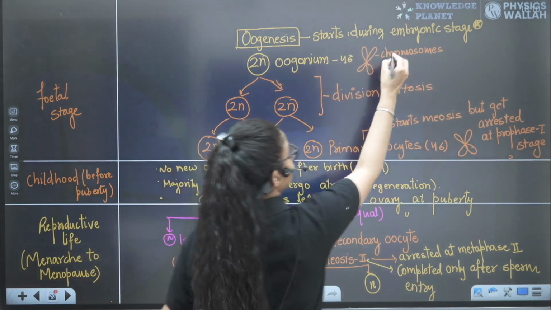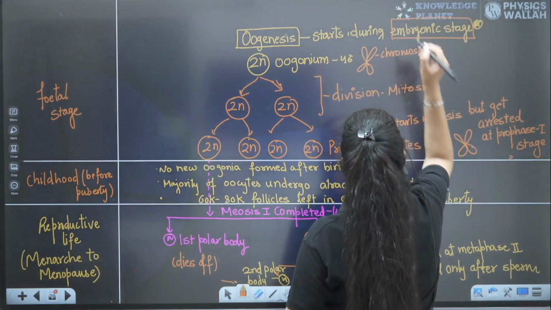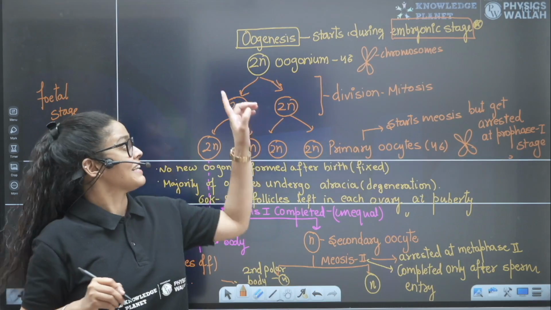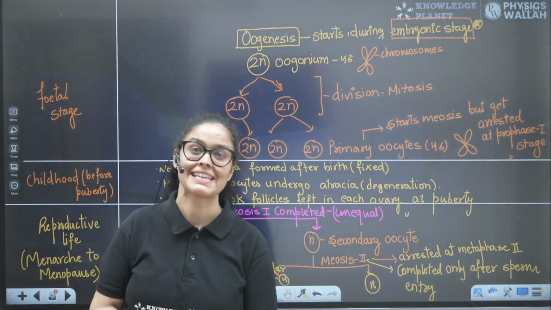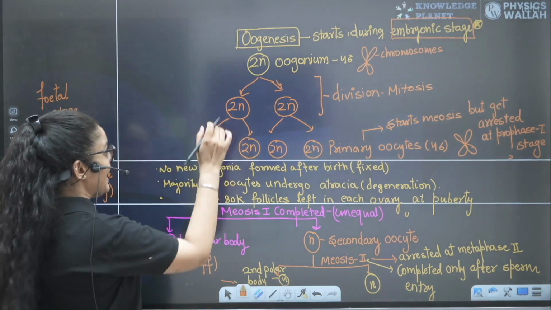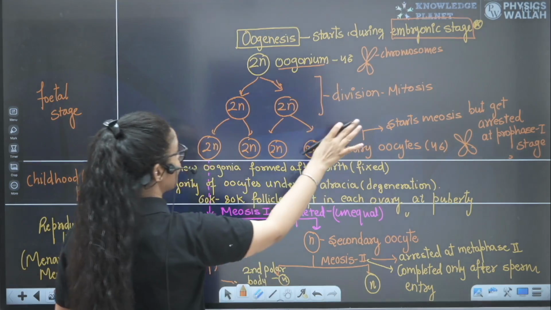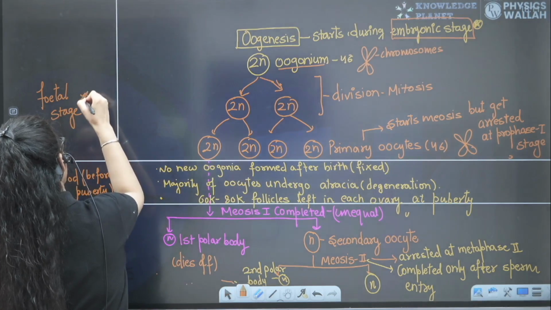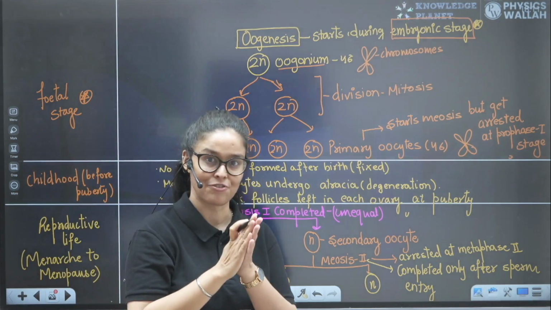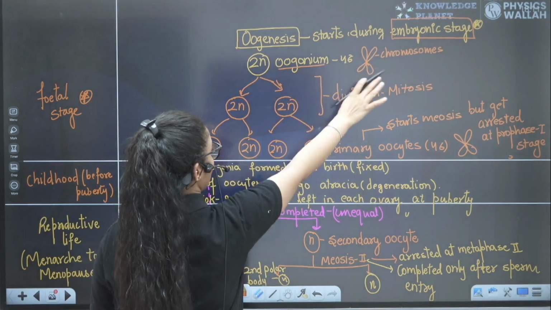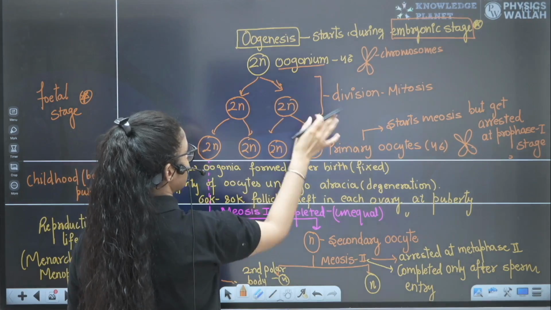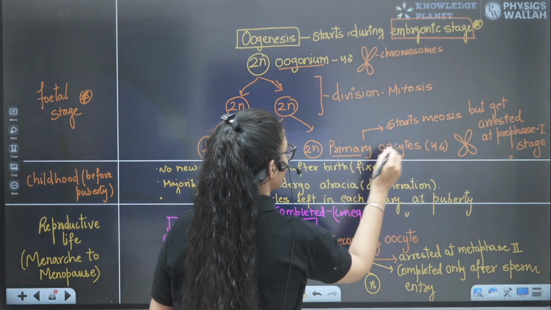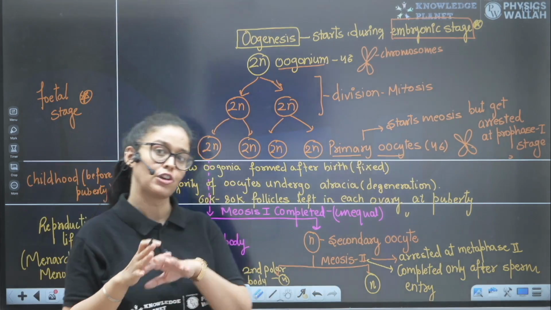Oogenesis will start at the embryonic stage, unlike spermatogenesis. Spermatogenesis will start at puberty, we know, but this will start during the embryonic stage. Got it, guys? So oogonia is the gamete mother cell. Again, it has 46 chromosomes, and this process happens in the fetal stage when the fetus is in the mother's womb, right?